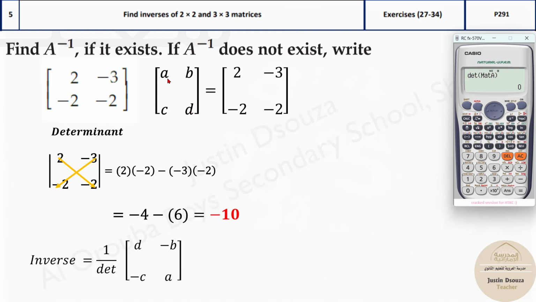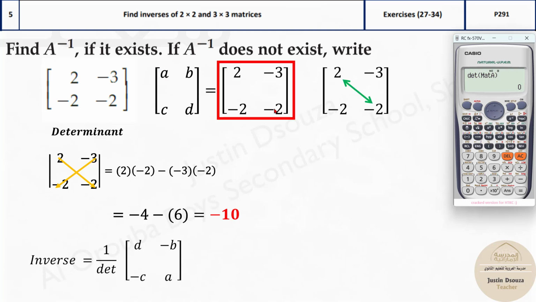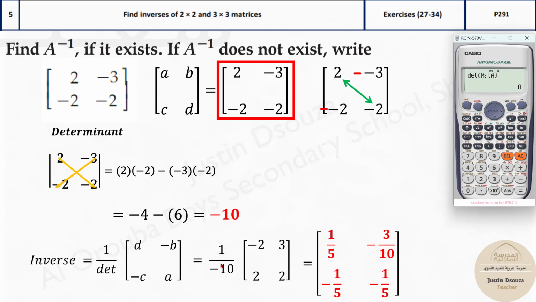See, this one shifts over here. Instead of D, it becomes A's place and A comes to D's place. Whereas B and C don't change, but you have to multiply by negative sign. This minus 2 goes up and these two signs become minus. And then you just write 1 by determinant, which is minus 10. Initially we had minus 2 at D, it became A and A became D. And here you multiply both by minus. This is the answer. You can multiply the negative 1 by 10 inside and you will get these answers. This is the determinant. You can check this.